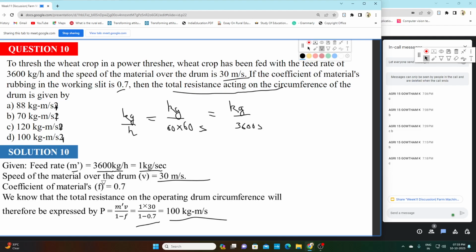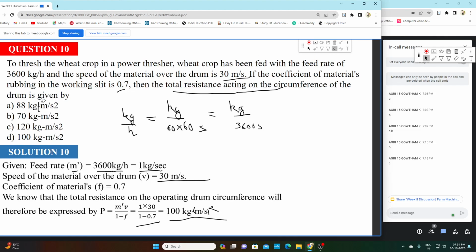Sorry, I have told this wrong. I said the unit would be kg meter per second, then kg meter per second whole square, and I am explaining the unit again. M dash is kg per second. Okay, sorry, again I made a mistake.